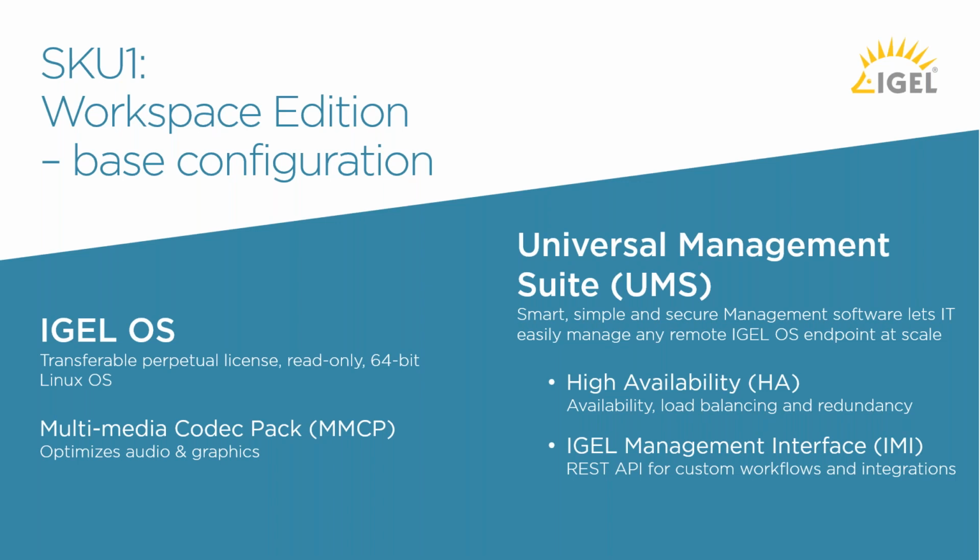It includes, obviously, UMS, which resides on the server for that great end-to-end management, so nothing new there. That stays the same. But what we've done is package with IGEL OS and UMS 3 key capabilities that we now see as table stakes in the enterprise. The first of which is the multimedia codec pack. Well, let's face it, it's 2019. There's no excuse for not having a great user experience on an endpoint.